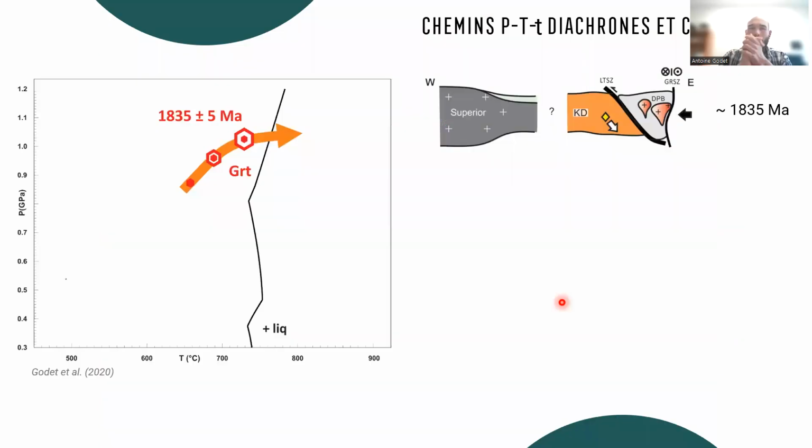Okay, so let's go back to our quantitative PTt path. The first record we have is in the Kuujjuaq domain. So in the Kuujjuaq domain at about 1835 million years, the rocks were growing garnet and were buried at about 10 kilobars. So this is the first record we have in that specific region of the Southeastern Churchill province.